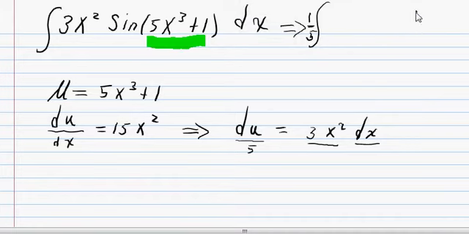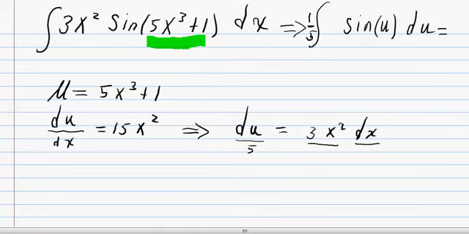So I have here du, right? But I'm not done, because I have here sine 5x cubed plus 1, but that is just sine u. So I'm going to write sine u here. So now I have the integral 1 over 5 of sine u du. Well, that's pretty nice, because I know the antiderivative of this. The antiderivative of this is going to be equal to negative cosine of u.